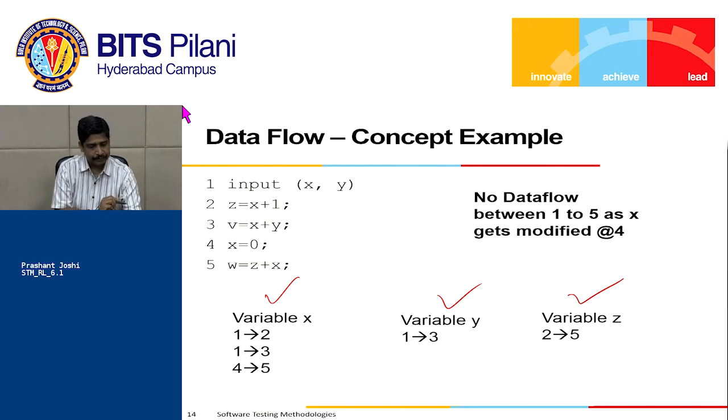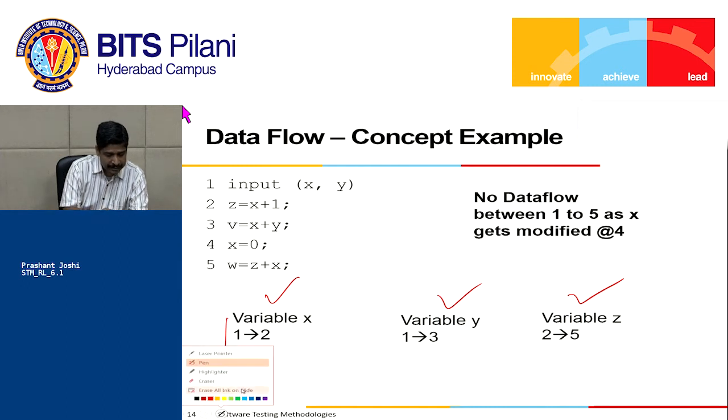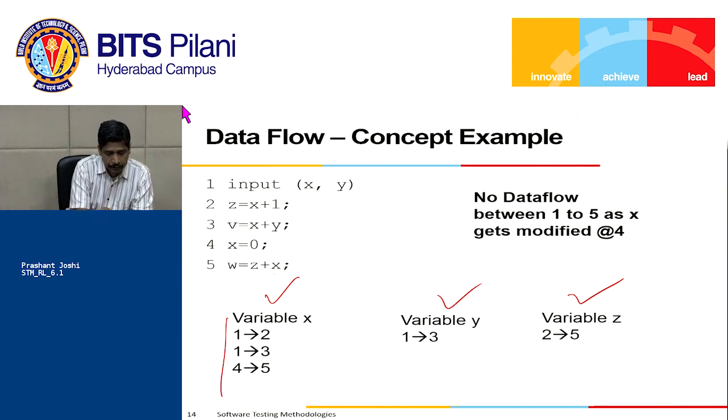Variable x. X is defined in 1 and then used in 2. X is defined in 1 and used in 3. And x is further defined in 4 and used in 5. So that's how these are the ones that come in. And let's specifically make a note of wherever we find x.